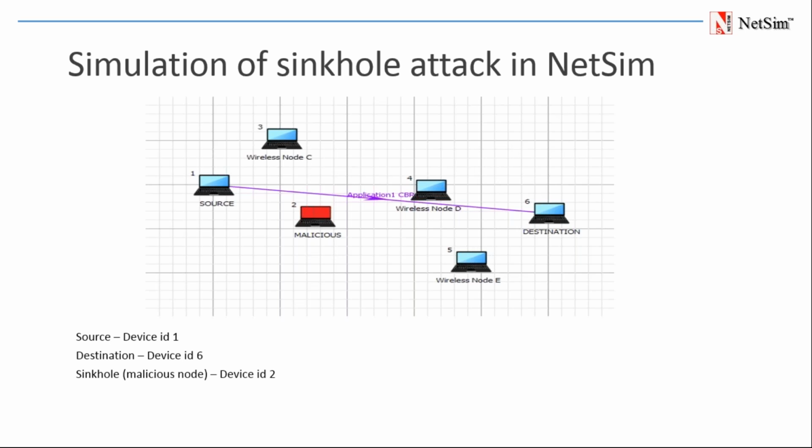Now here we can understand the scenario where node 1 is the source node. Node 6 is the destination and node 2 is the malicious node. Node 1 is sending traffic to node 6. So our actual destination is node 6, but node 2 sends a false route reply to node 1 so as to pretend itself to be the actual destination and receives all the traffic.